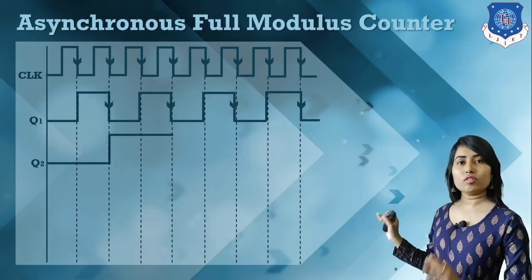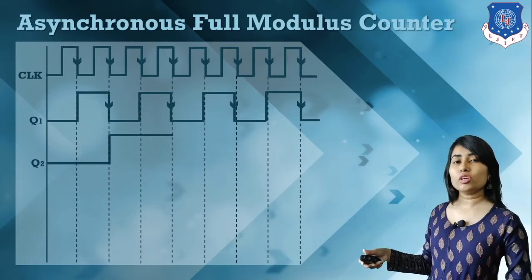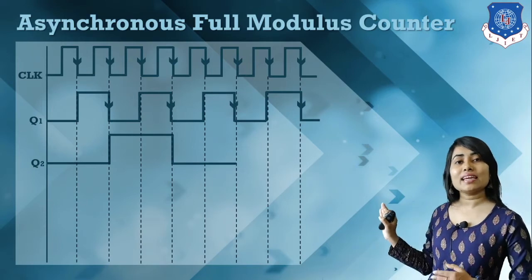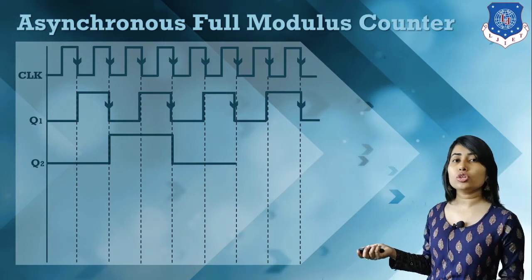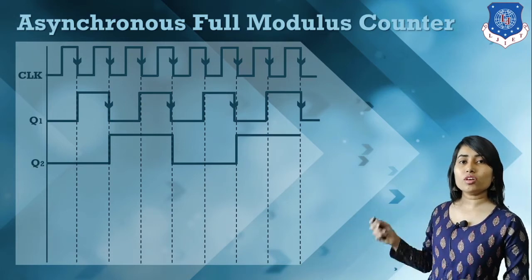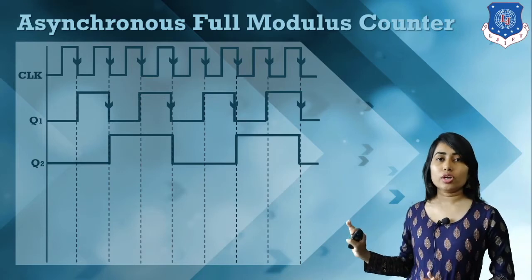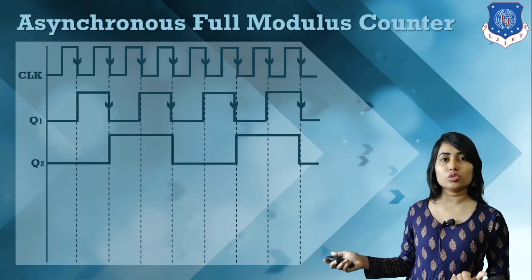So here we have a 1. Now whenever this negative edge arrives, our output will be toggled. So here we have a 0, and it will continue up to the next negative edge. Here also a negative edge, inputs are fixed at 1 1, so toggle mode. So here we have a 1, and then here we have a 0. So this is Q2.